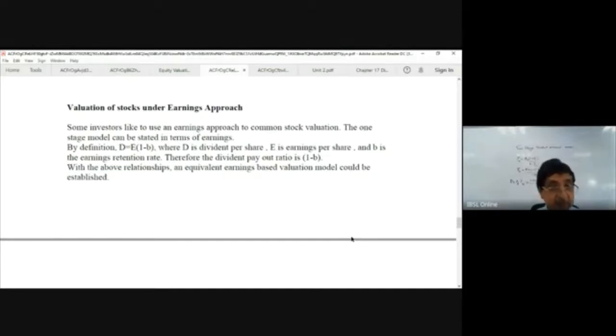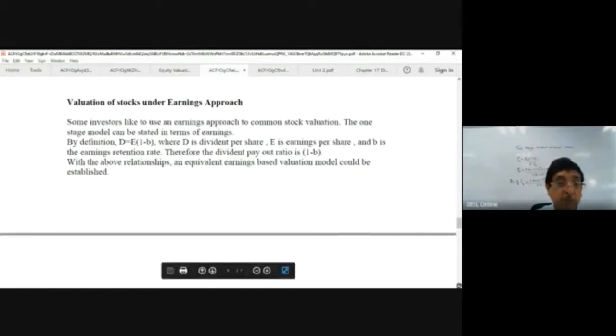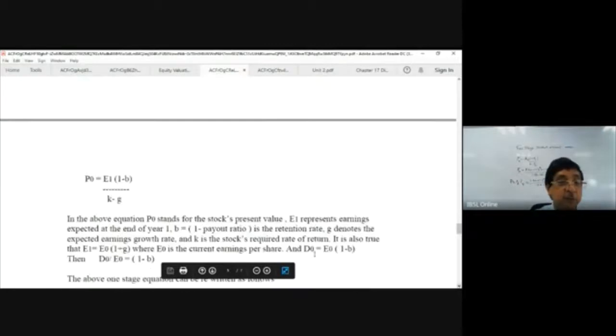E is earnings, D is dividends. When you say E, it is earnings per share. And 1 minus B, where B is the retention rate. Now we will see how we can apply that to our models.